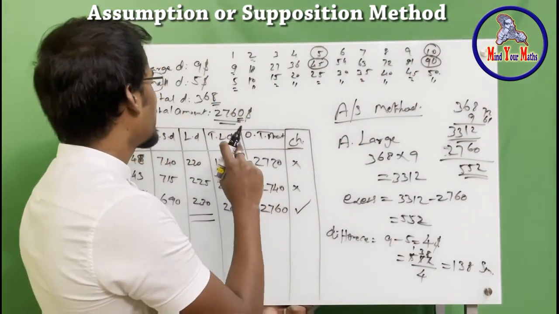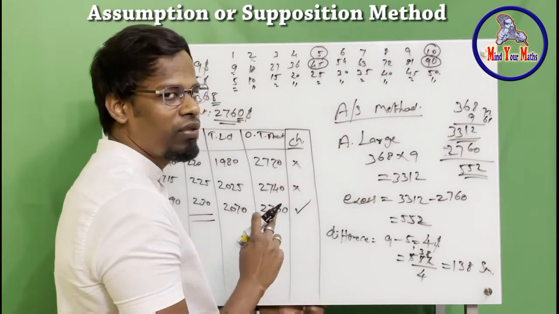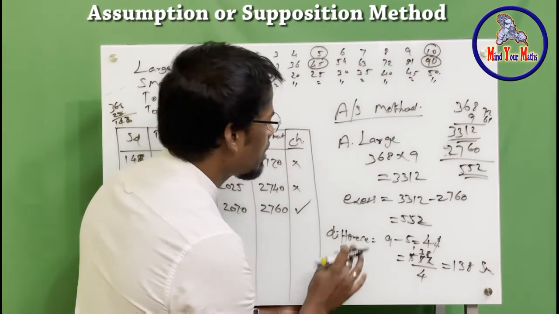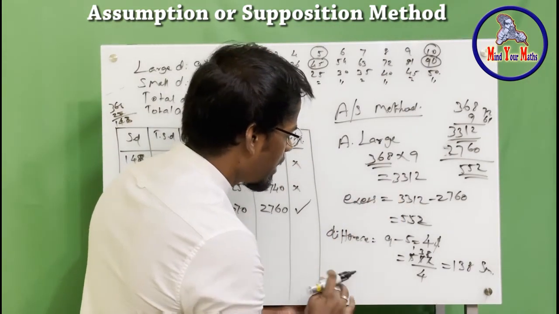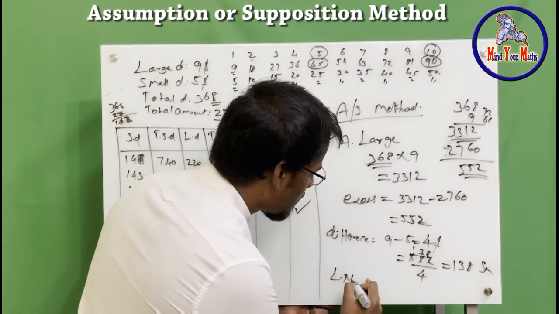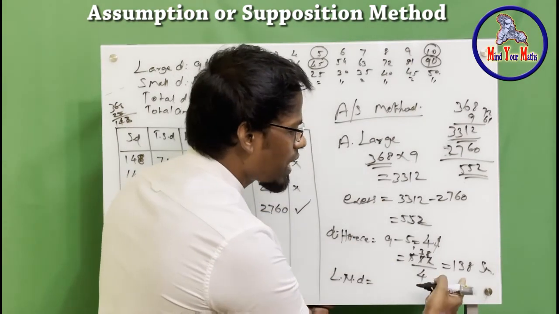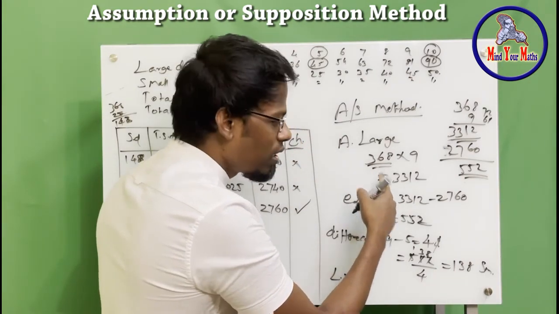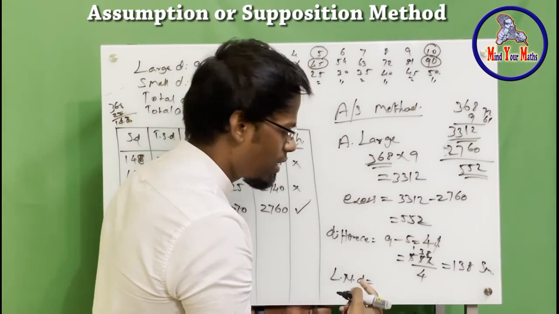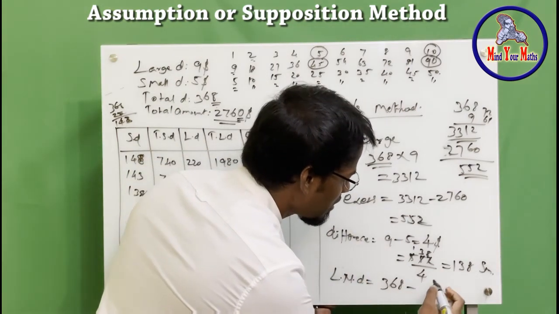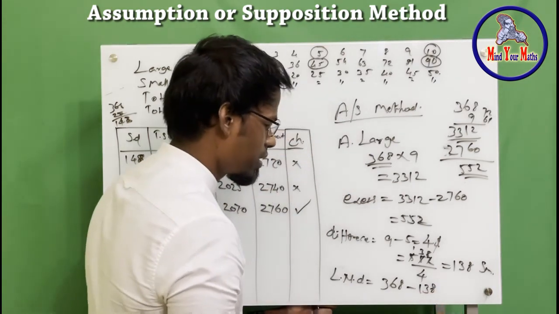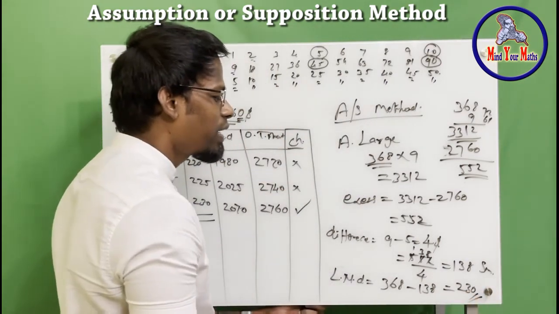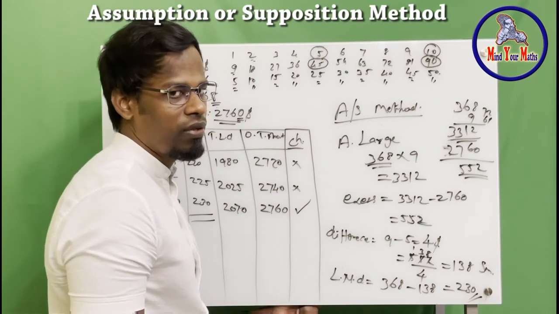But what we need to find is the number of large durians, as per the problem. We know the total number of durians, which is 368. If you subtract the smaller durians from the total durians, you will get the actual number of large durians. 368 minus 138 is 230, exactly. So that is the number of large durians.